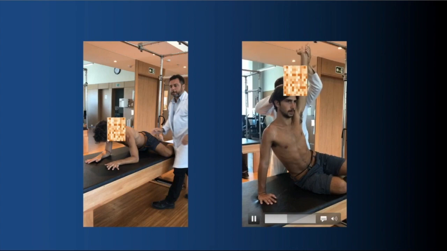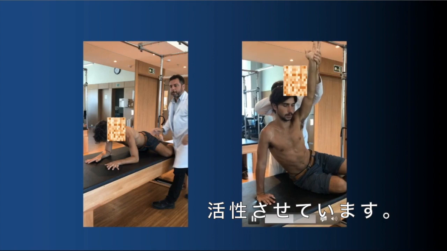Indirect treatment using flexion, abduction, external rotation to emphasize here.